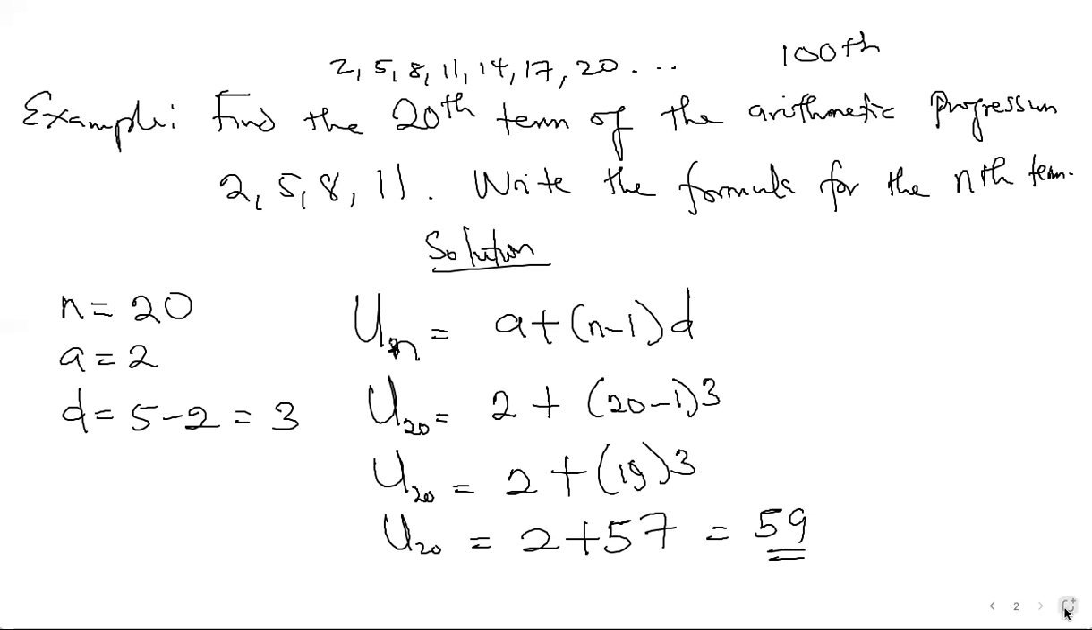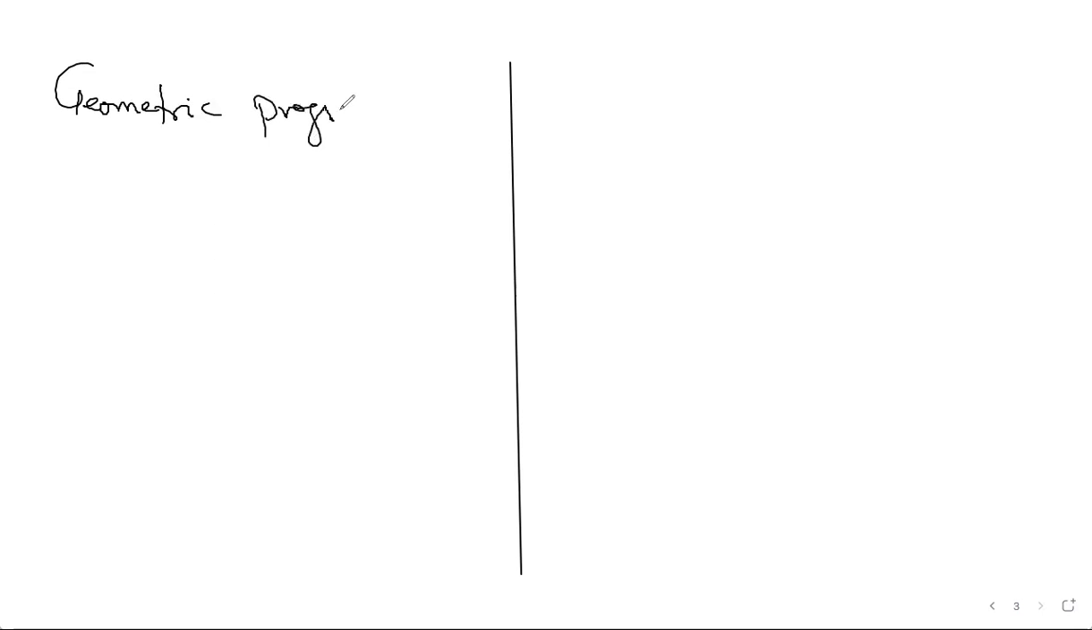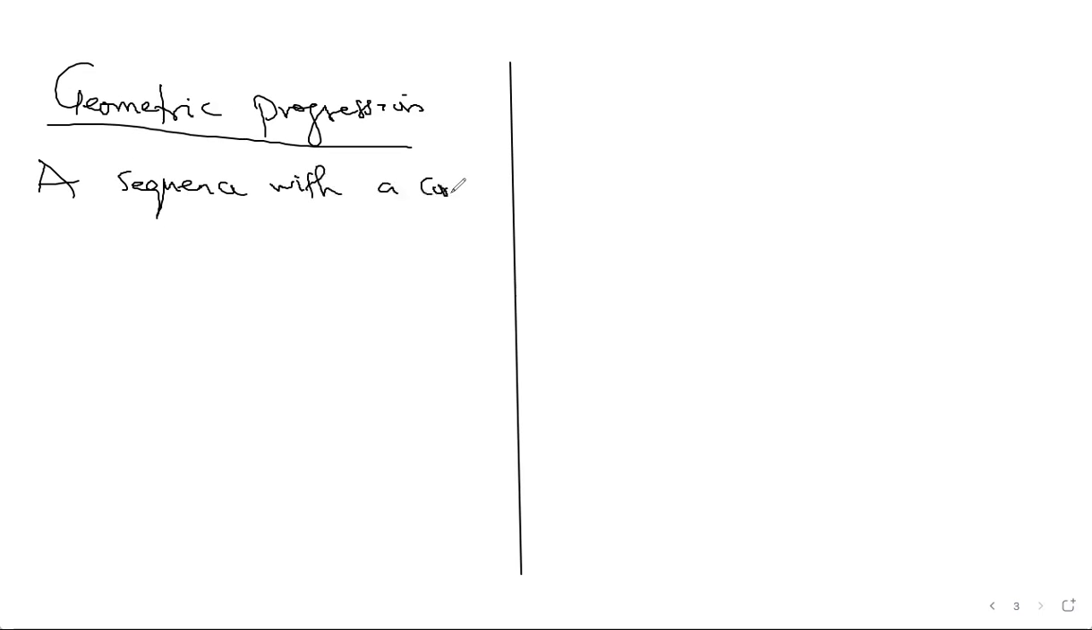Then for geometric progression, we said that in a GP, a geometric progression, we have a common ratio. A sequence with a common ratio is called a geometric progression.